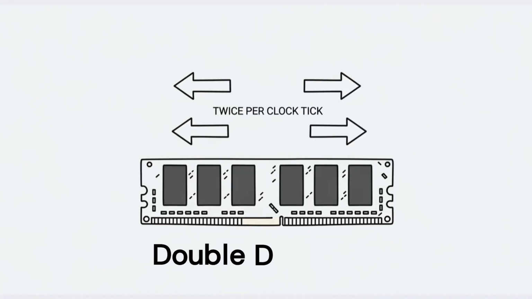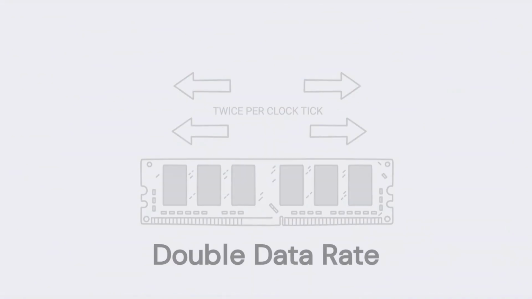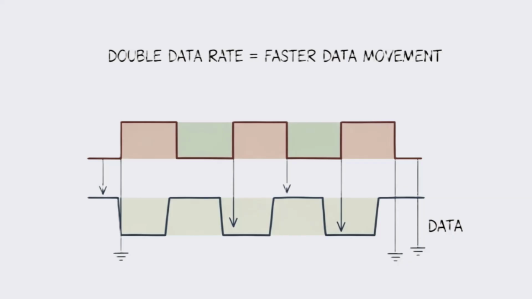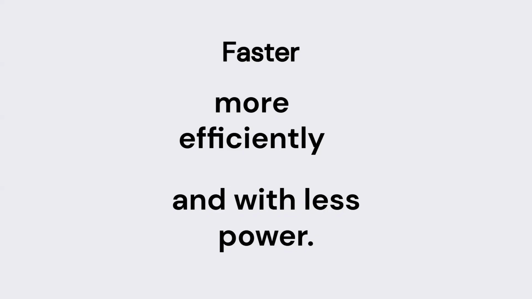DDR stands for double data rate. In simple terms, it means RAM can send and receive data twice per clock cycle instead of once. That's it. You don't need to worry about the math. Just know that DDR RAM is designed to move data faster. Now here's the key idea to keep in mind for the whole video. Every new DDR generation is about doing the same job faster, more efficiently, and with less power.